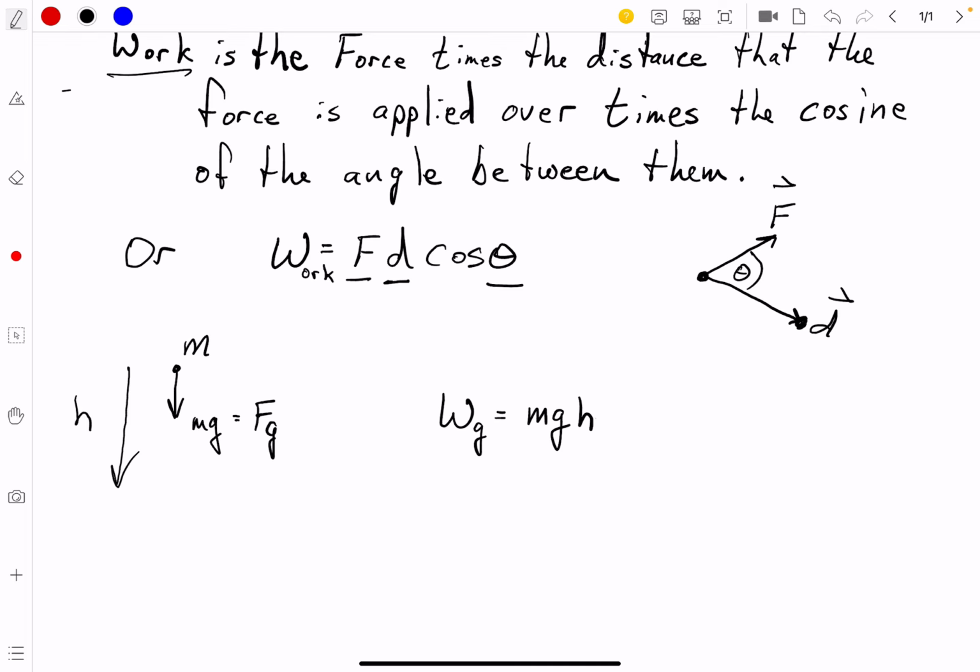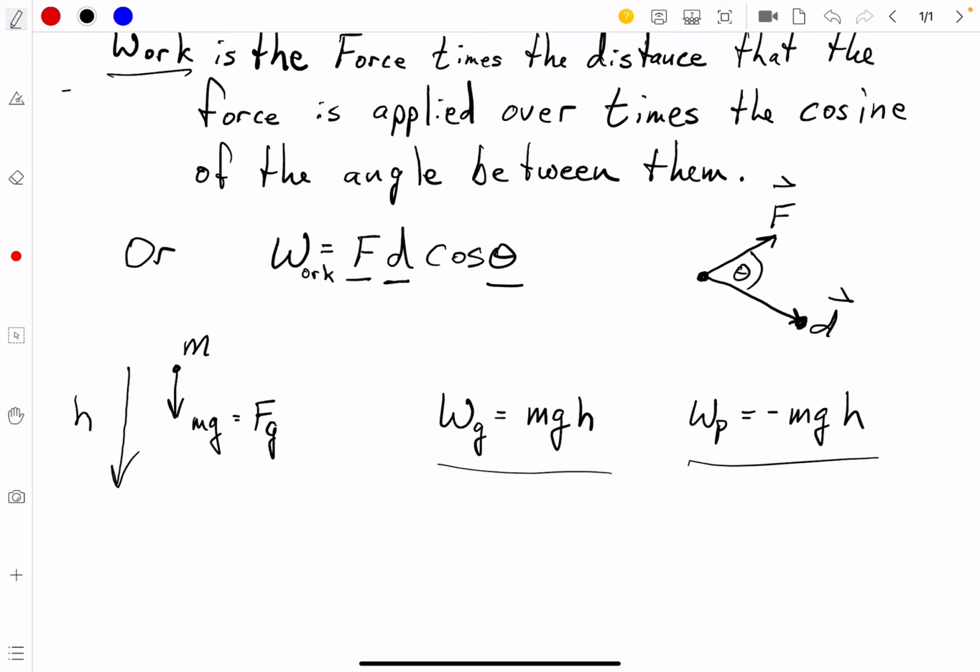Now, if we had to do the opposite of that work, then the work of the person opposing gravity would be minus mgh, right? We have to do that work. Gravity is doing this work. We are doing this work, if we're trying to slow this thing down.